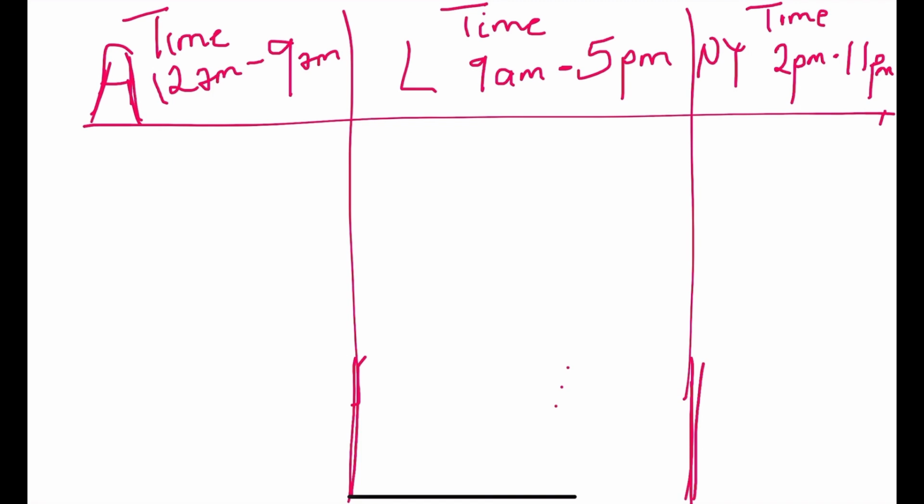In the Asian session, we have 12 a.m. to 9 a.m. The London session, we have 9 a.m. to 5 p.m. The New York session, we have 2 p.m. to 11 p.m. Sometimes it changes. Now, what is the market structure that you see in this kind of trade during this trading session? Take note that we're talking about Q zones here.